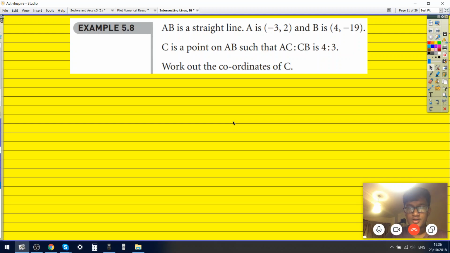AB is a straight line. A is minus 3, 2, and B is something like 4, 19, in my head.